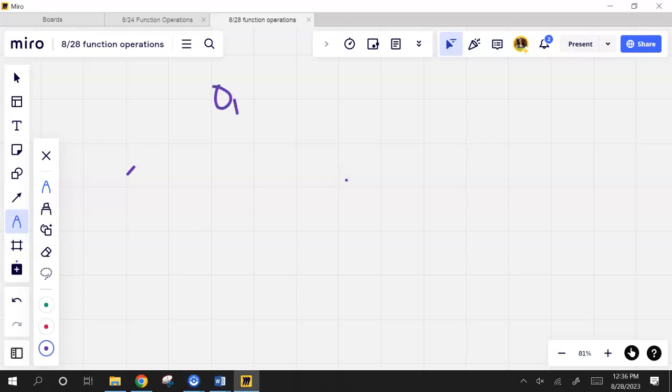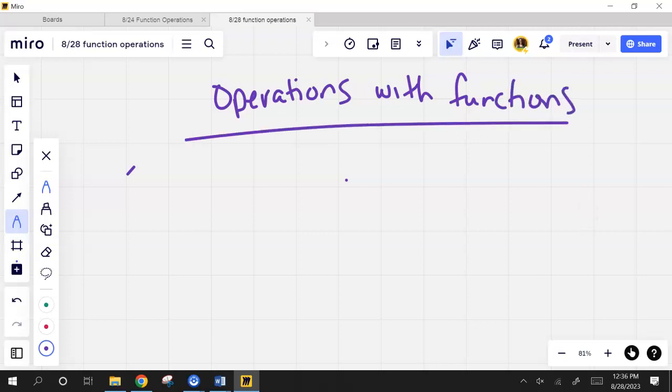Operations or functions? Same thing. That's fine. I don't even know what a piece was. I don't even know how to piece was. Okay. As long as you talk to me.